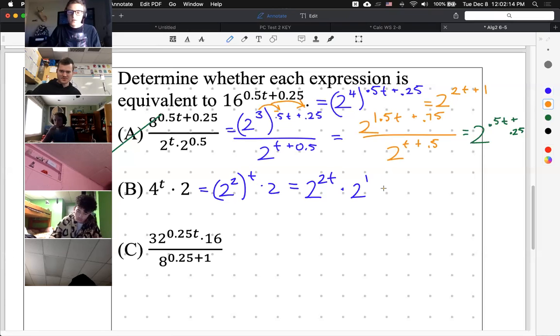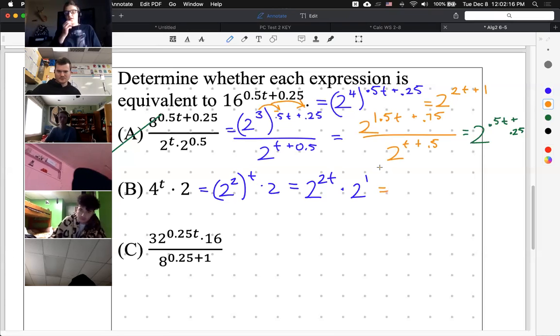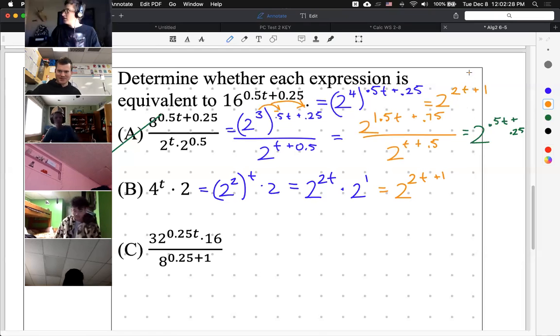Okay. And just solve the rest of this for us. Just do one more step. So then you'd have a common base of 2, and you'd want to put 2 to the power of t plus 1 because you have to add the exponent. There it is. And hey, that matches. That's the same thing. So B is an answer. Thank you, Wyatt. And then we have to check C.